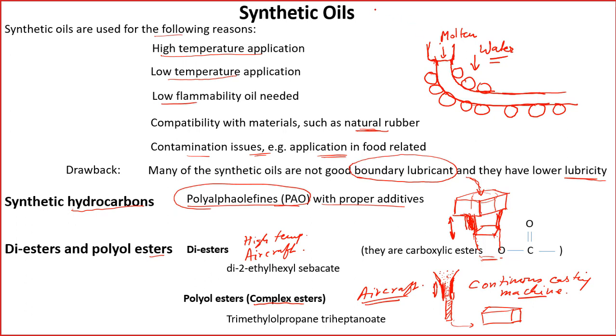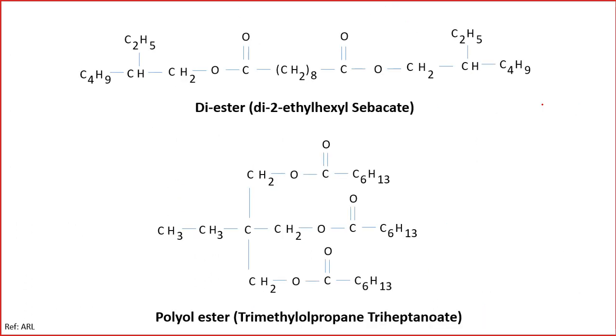One full big ladle of steel can be emptied here slowly. It takes a lot of time. So slowly it will be emptied here, and slowly it becomes all billet. So this is called continuous casting. Here I have just shown you the molecules of diesters and polyol esters. So you can see these are very, very complex molecules.